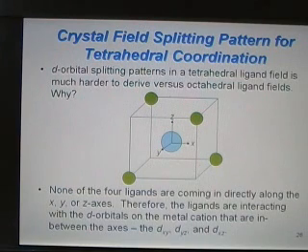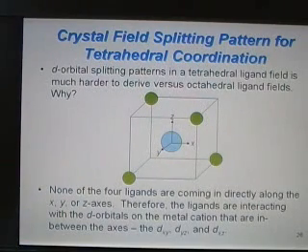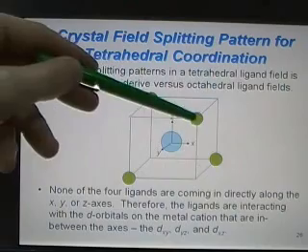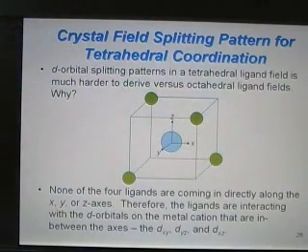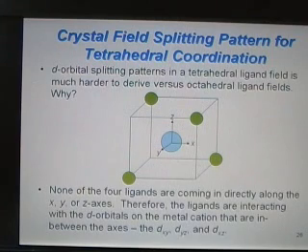Once we understand octahedral coordination, the crystal field splitting of the d orbitals for square planar coordination can be derived from that. Why is it harder to figure out how the d orbitals are split when you switch from an octahedral ligand field to a tetrahedral ligand field? Well, in the figure that I'm showing here, I have put the Cartesian axes labeled on the metal cation. Surrounding it are the green spheres. The green spheres represent the ligands. Now notice that none of the four ligands are coming in directly along any one of the three axes.